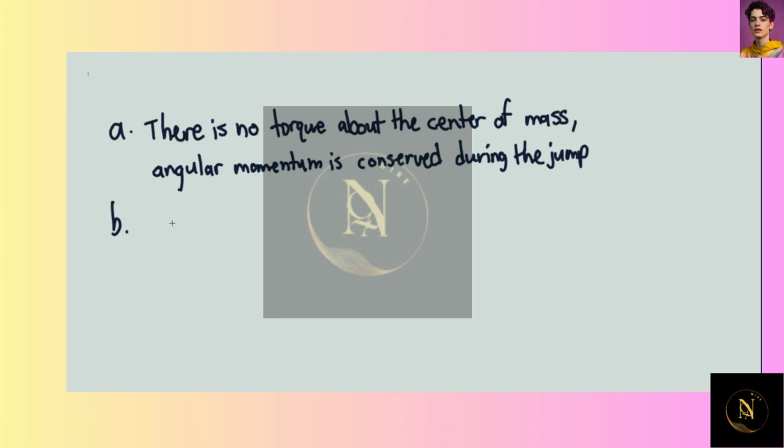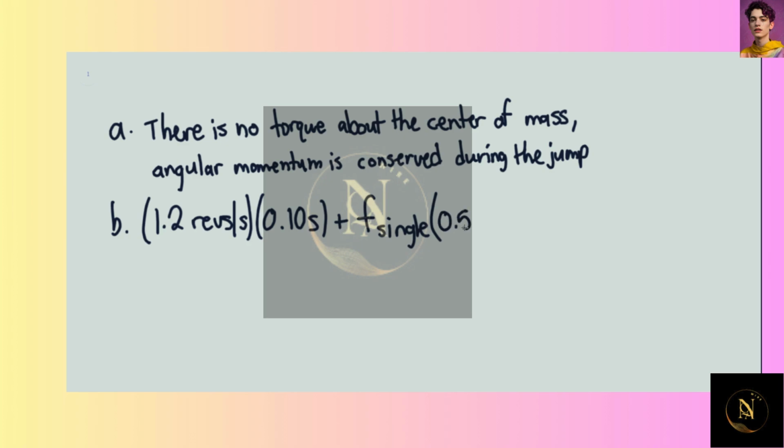So creating the relationship, we have 1.2 revolutions per second multiplied by 0.10 seconds plus the frequency multiplied by 0.50 plus, again, 1.2 revolutions per second multiplied by, again, 0.10 seconds. And we know that this must equal 1.5 revolutions.